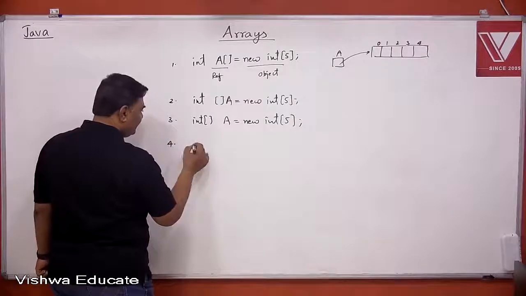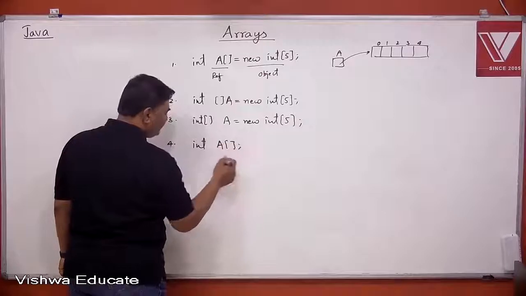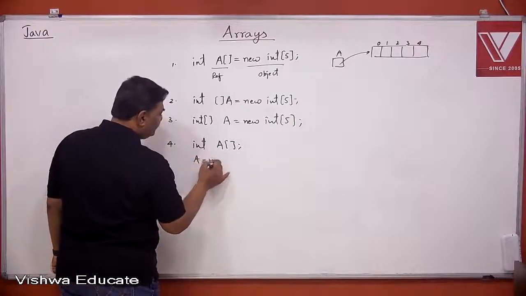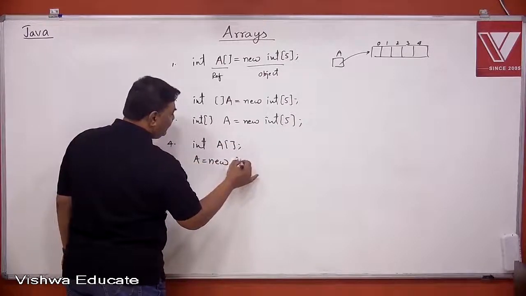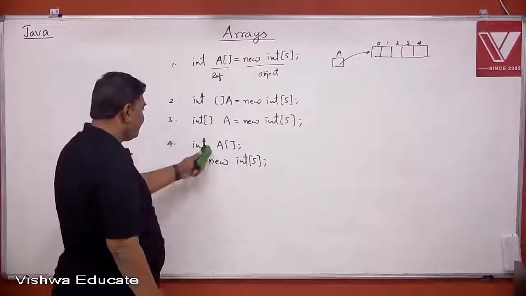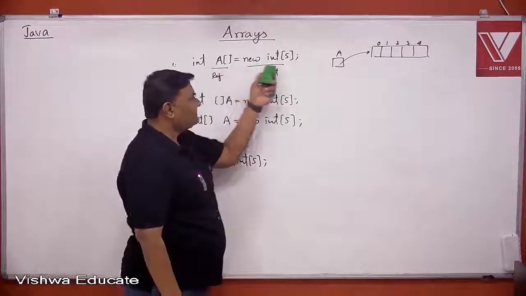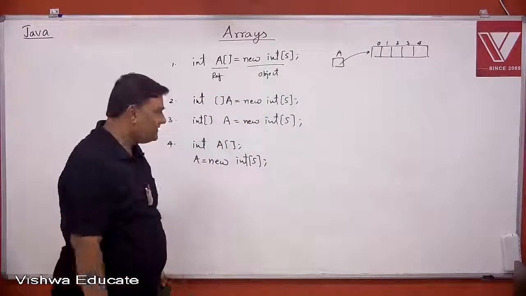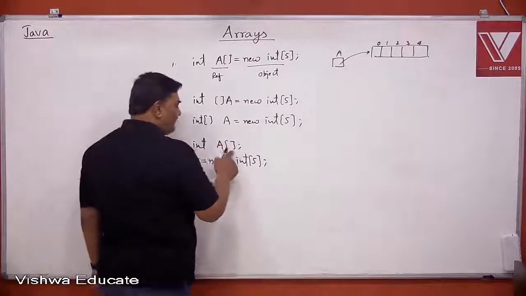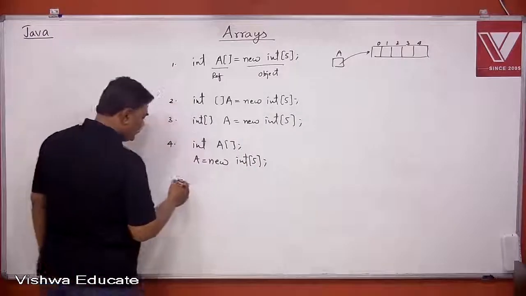Then fourth one, you can declare an array like this in the first step. Then A, assign new int of size 5. So the point here is that you can break this into 2 steps also. Not just one assignment is there. So assignment you can do it afterwards. Then what is this declaration of a reference? What is this creation of an object? So you can do this in 2 steps.